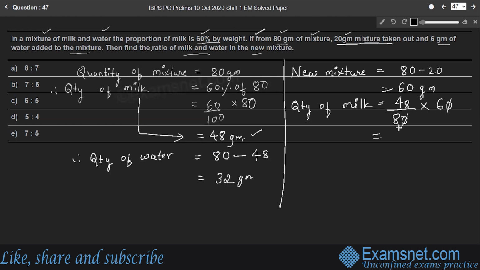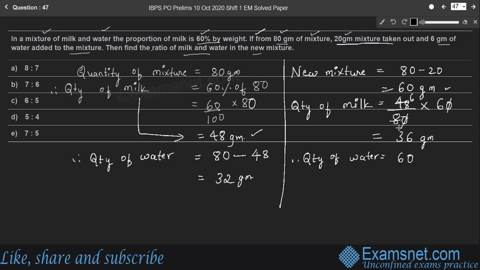0, 0 will get cancelled. So 8 into 6 is 48. So 36 gram is the quantity of milk in the new mixture. Therefore, quantity of water in the new mixture. So you can directly subtract 36 from 60.